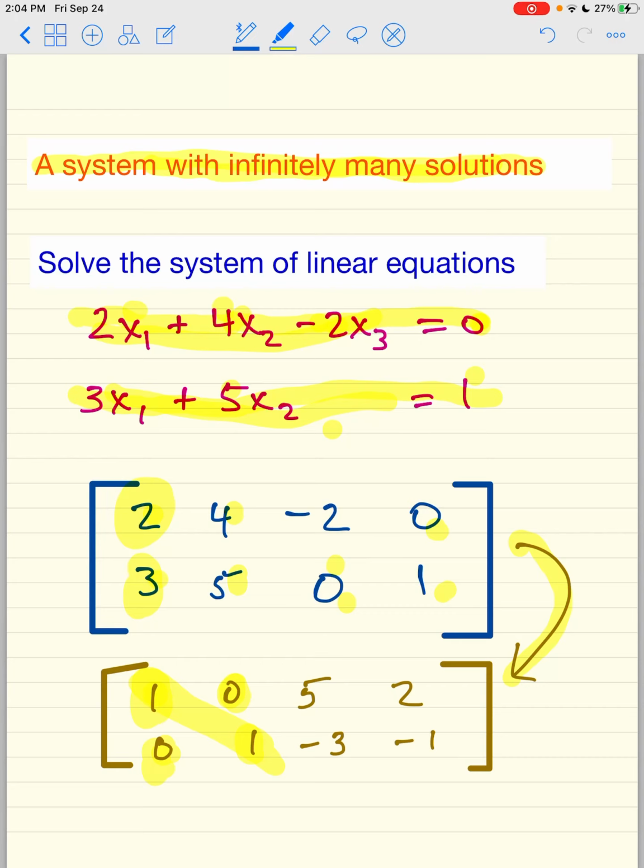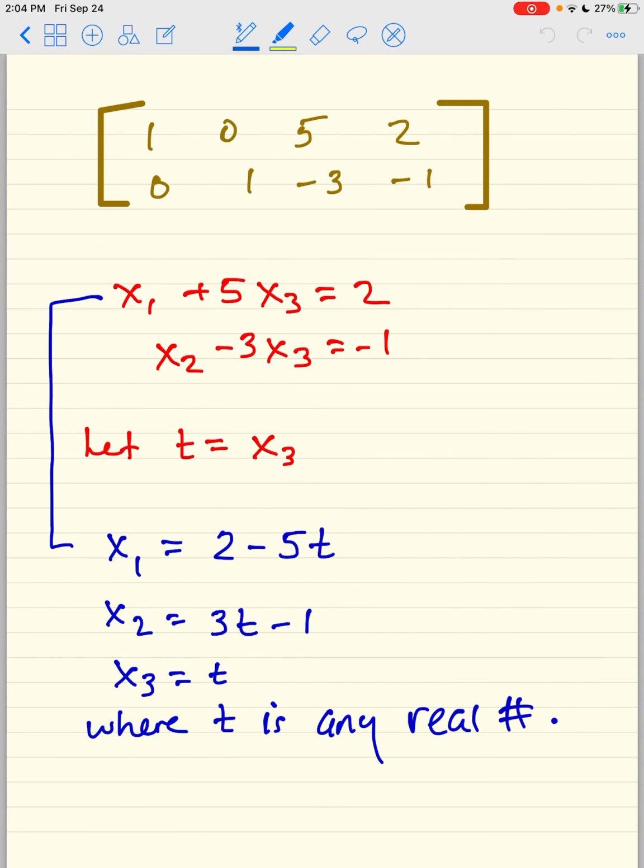So what happens here now? I basically have x1 plus 5x3 is equal to 2, and then I have x2 minus 3x3 equals negative 1, okay? Remember, these are the constants. What I'm going to do is make x3 equal to t. I chose x3 for a few reasons, but one reason is because x3 is in both of these, in the first row and the second row, okay? So we did that, and then all you have to do is solve for each one.